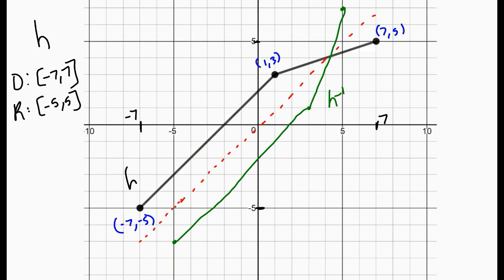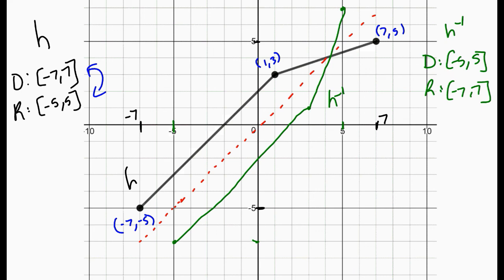For h inverse, the green function, now how low do my inputs go? Well, they go from -5 to 5. The domain of h inverse is [-5, 5]. The range of h inverse, well, how low does it go? -7 to 7. Notice how the domain and range switched when we did that reflection over y equals x. So when we find the inverse function, what we're really doing is we're switching the domain and range. We're switching our set of inputs with our set of outputs, and that's how we create the inverse function.